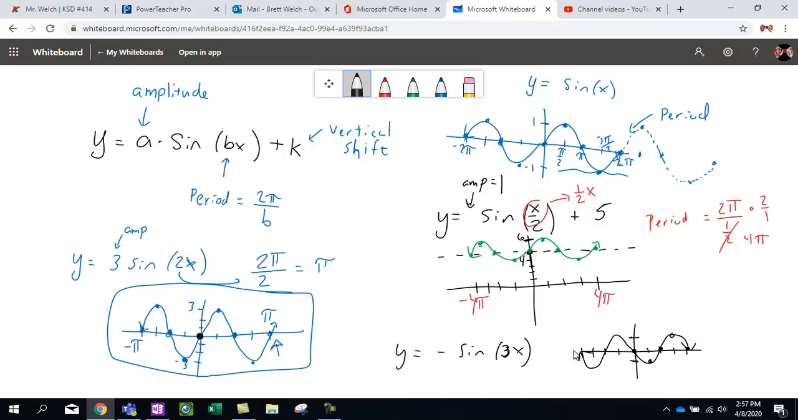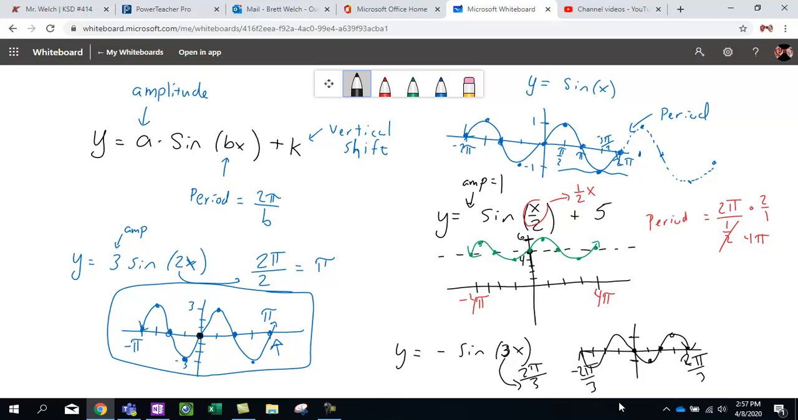Now when it comes to finding the period, again, it's 2 pi divided by whatever is next to x, multiplied by x, that is. So that's 3. So I would label this end 2 pi over 3 and negative 2 pi over 3.